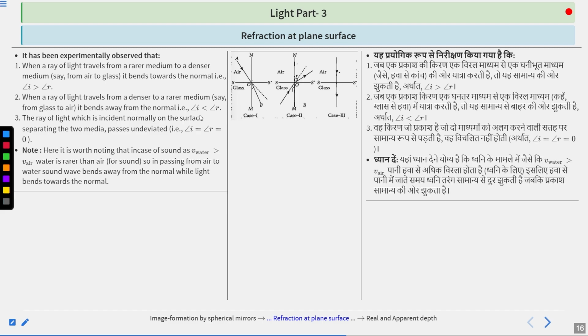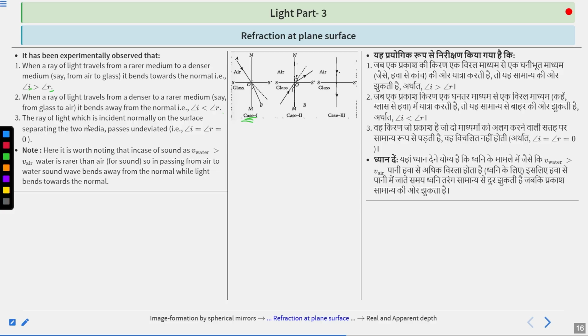So here there is a note, but before reading this note, there are the three cases that we could see here. When a ray of light travels from a rarer medium to a denser medium, from air to glass, it bends towards the normal. So angle i becomes greater than angle r for the first case. When a ray of light travels from a denser to a rarer medium, it bends away from the normal. This one, denser to a rarer medium. This is the normal. It actually bends away from it. So here, angle i is smaller than angle r.